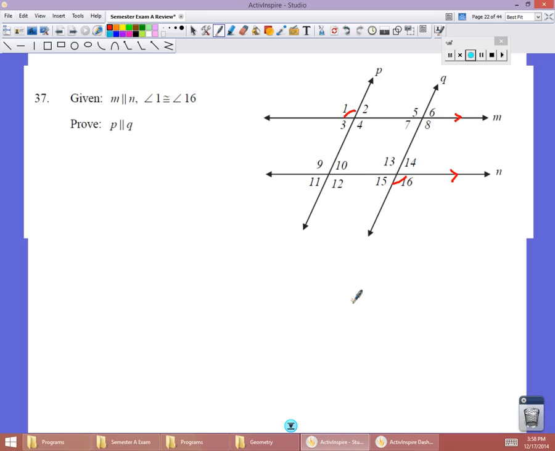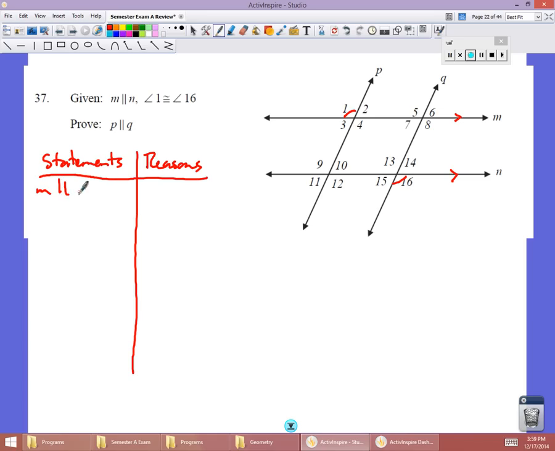Everything else we need to use, and then we're trying to prove that P and Q are parallel to each other. And so the way we want to prove this is we want to find one of those types of angles that are congruent that we just talked about in P and Q, that then we can use that to prove they're parallel. Alright, we're going to do a 2-column proof for this one. Alright, so once we have this set up, we're going to start with our first piece of given information. So we know that side M is parallel to side N. Let's call that number 1. And the reason for that one is that it is given.